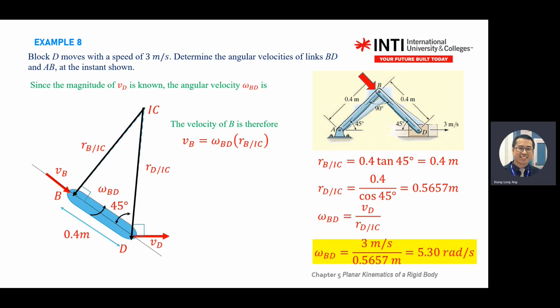You find the same. And why can we use this answer? These 2 points are like your eyes and mouth. They are on the same body. This velocity will be the same as this velocity. So BD.